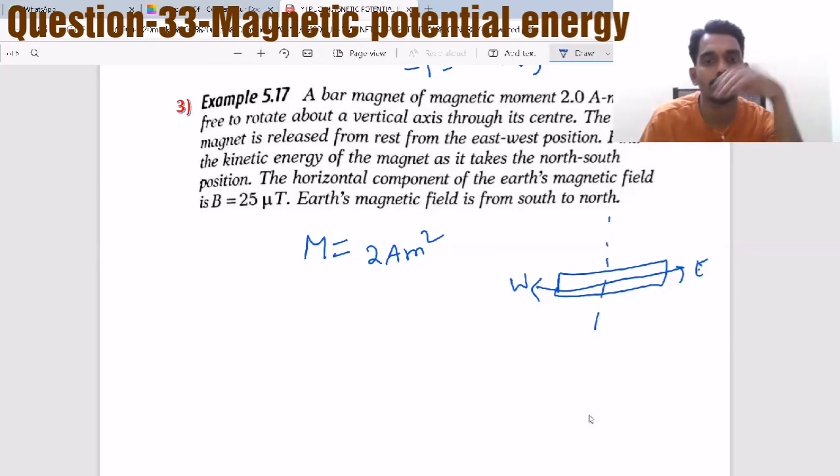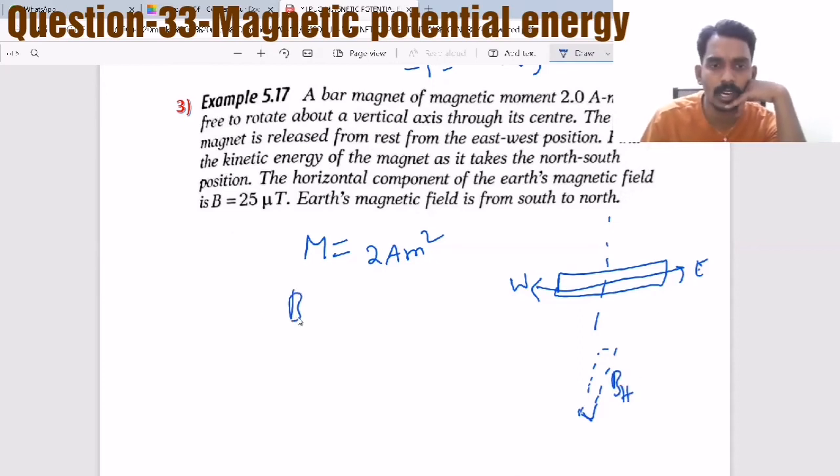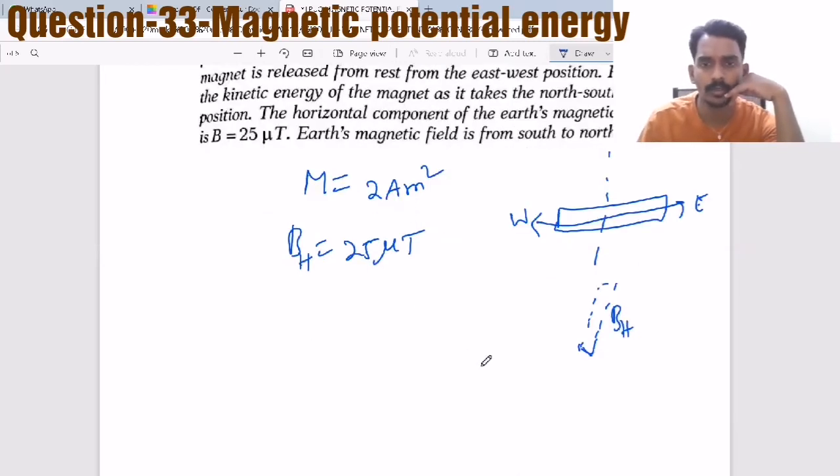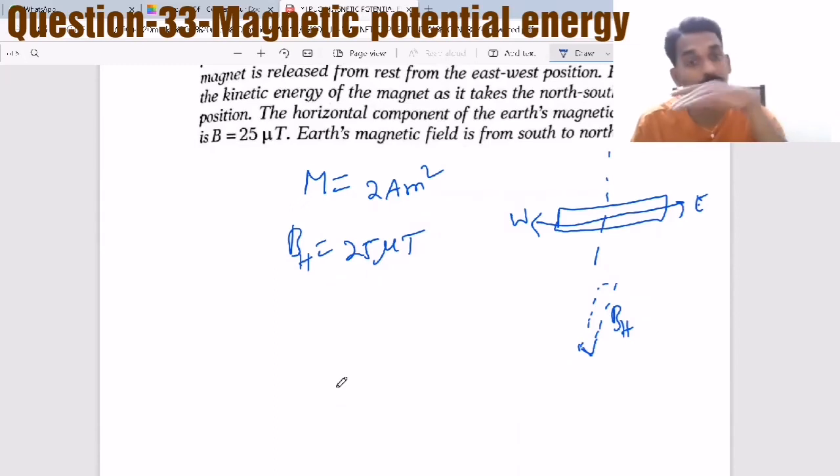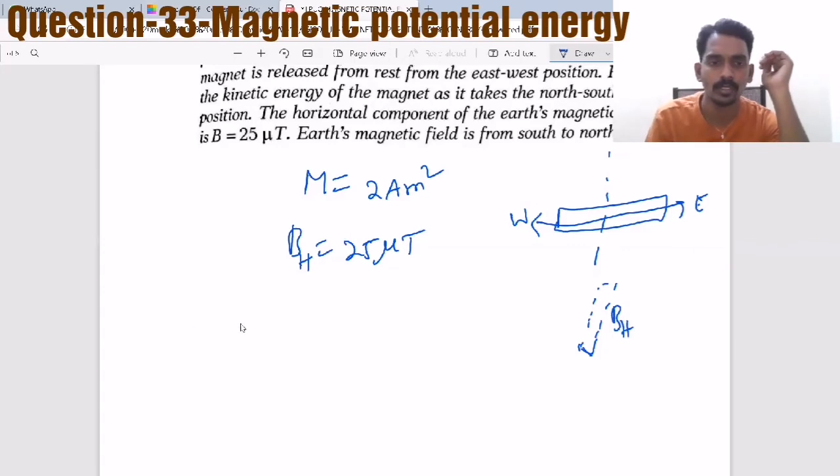Then the horizontal component of Earth's magnetic field is from south to north. See, the magnet will rotate in the presence of Earth's magnetic field. That is the horizontal component. How much is the horizontal component? That is 25 microtesla. Now, the magnetic field is along the north-south direction. Initially, the magnet is at an angle of 90 degrees, east-west direction like this. So, the initial angle is theta 1 equal to 90 degrees.